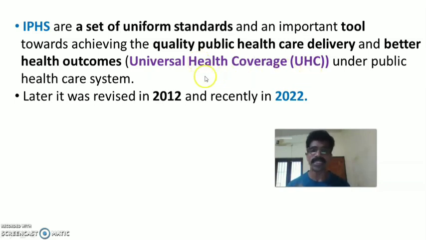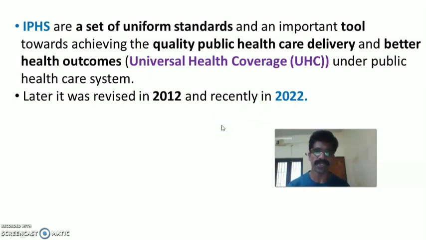So to achieve universal health coverage and to facilitate the NRHM, the Ministry of Health and Family Welfare launched IPHS standards in the public health care system, in the public health agencies, health centers and hospitals. Later it was revised. Two times it was revised: the first time in 2012, and the second time recently, in 2022. So today I would like to talk about the recent IPHS standards of 2022 for sub-center.